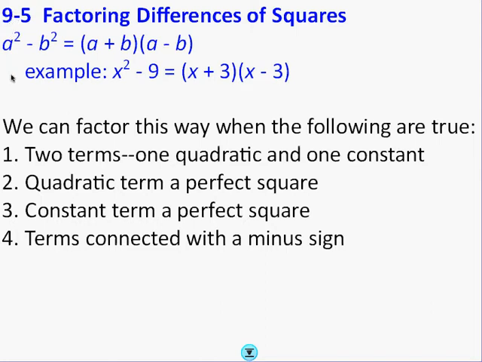We can factor a difference of squares when we have two terms, a squared, b squared, or x squared and 9. You'll notice that one of the terms is quadratic. It could also be to a fourth power even, or a sixth. And the other is typically a constant term. Both of these terms have to be perfect squares, and they have to be connected with a negative sign. Let's work some problems.